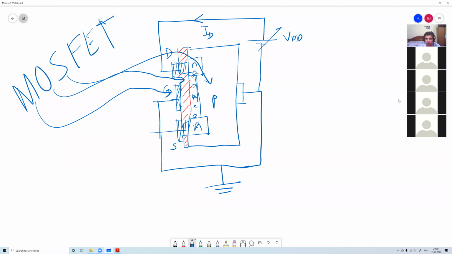So if I keep on increasing VDD, this region will become wider and the channel near the drain will become narrower and narrower. This is my channel. And once again, the formula R equal to rho L by A applies. If A becomes lower and lower, R becomes higher and higher. And if R becomes higher, then current decreases. Same things.